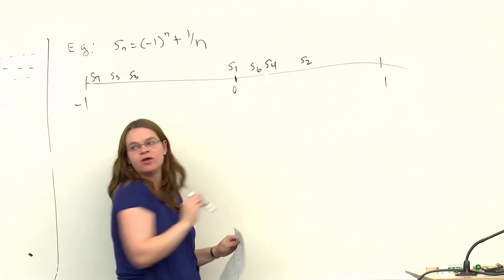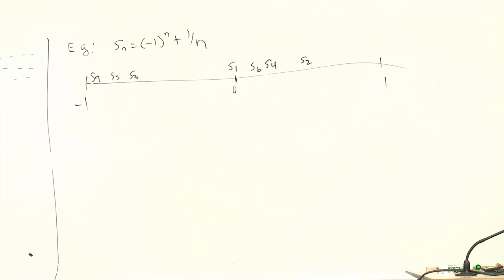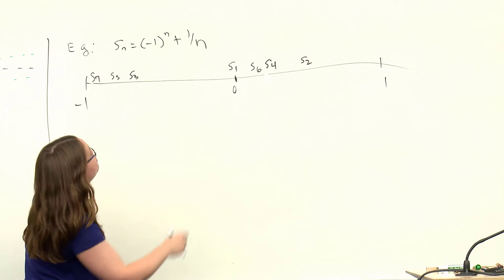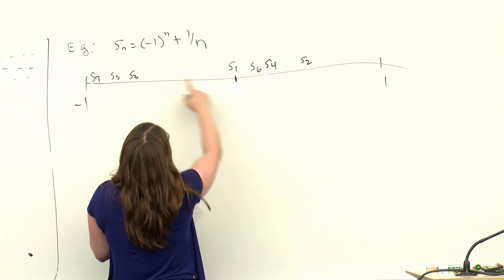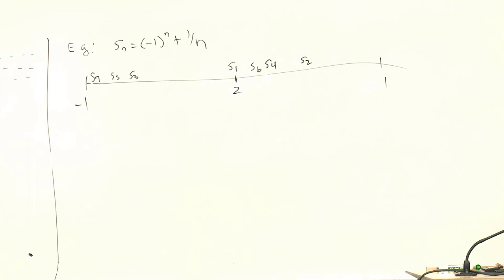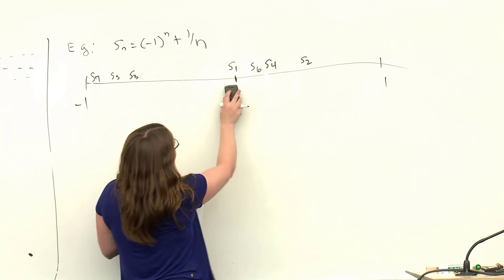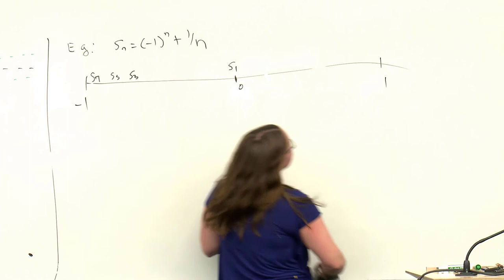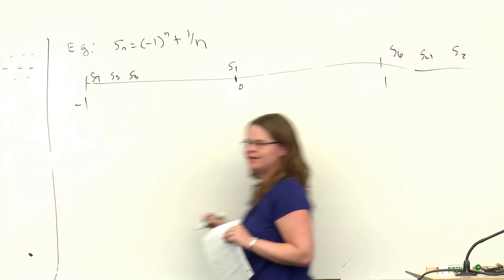Wouldn't S6 be 7 sixths? I moved this value, yeah. Okay, so what was this? This should be S1. Thank you. Wait, S1 is 0. All right, let's move this. S1 is right. Yeah, these should be shifted. S2, S4, S6. There we go. Thank you. That's better. Okay, so what's the limit superior?